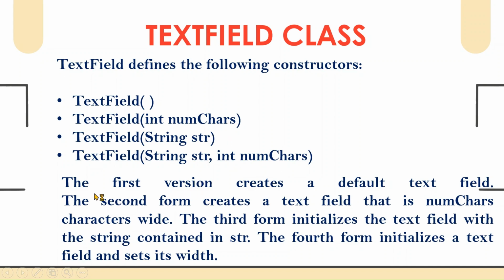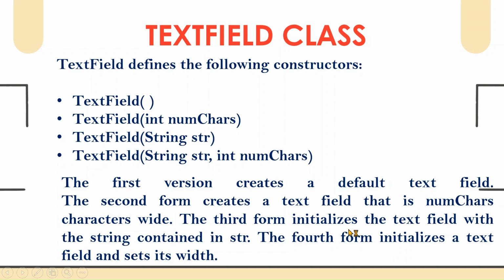So here I have given a description. The first version creates a default text field where you don't have any predefined text, with a minimum length of 8 to 12 characters. The second form creates a text field where you specify the number of characters, so based on the number of characters, the text field width is decided.